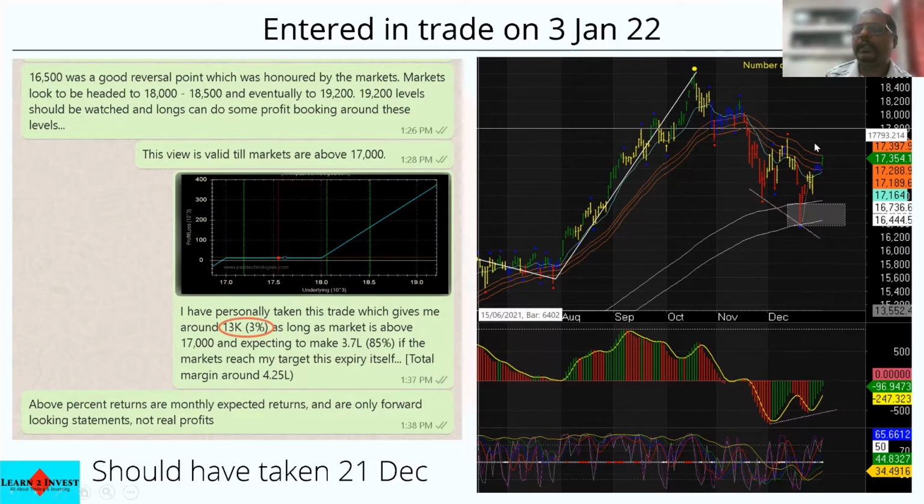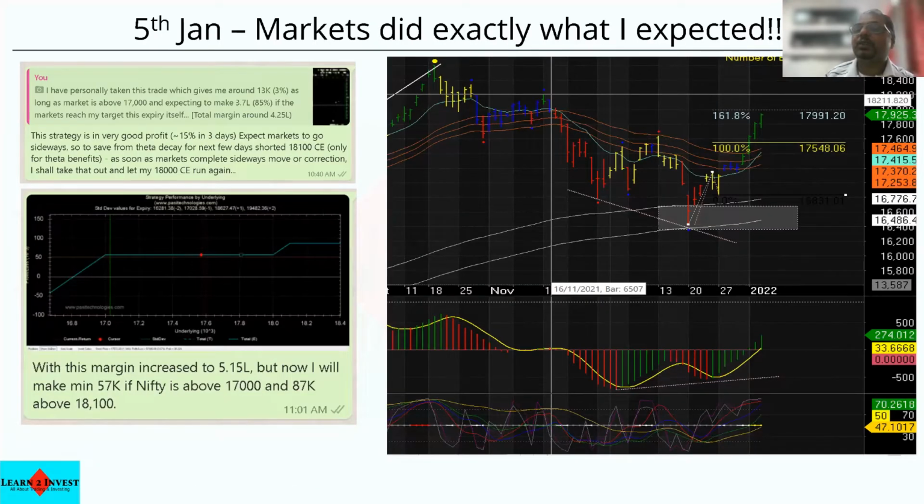And at this point in time, because the market was going down, a lot of people expected the markets to continue to go down. So there was no major buying in call options. The call options were not very expensive. And that's the trade that I took. Immediately, just 2 days, I didn't have to wait for long. On 5th of Jan, the markets were kissing the first target of 18,000. My target was actually 17,991, which was 161% of wave 1.